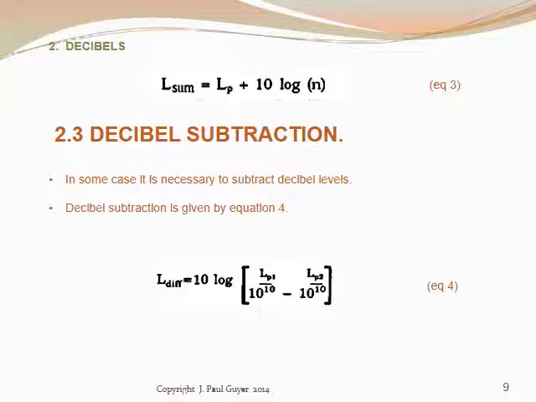In the case of subtraction, in some cases it is necessary to subtract decibel levels. For example, if the cumulative level of several sources is known, what would the cumulative level be if one of the sources were reduced? Decibel subtraction is given by equation 4 on this slide.